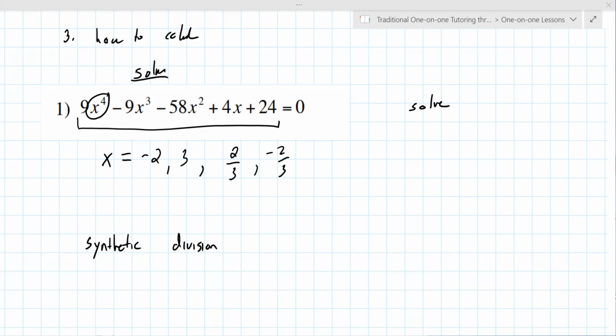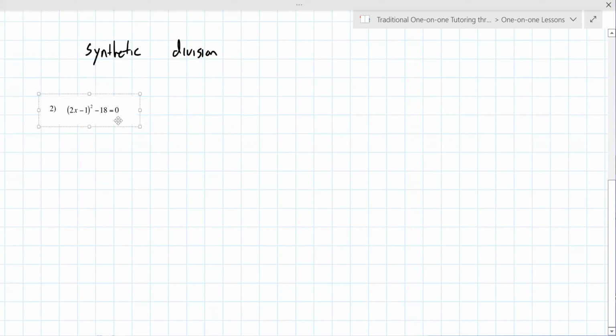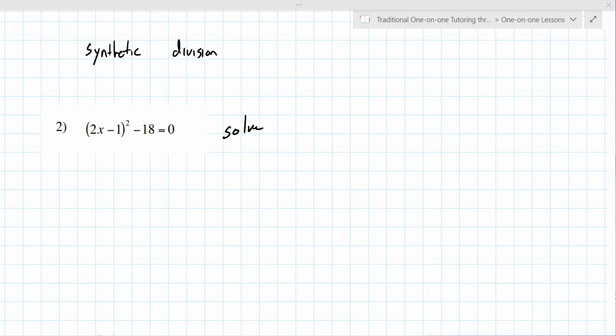Okay, so let's go to a by hand problem. All right, so here is a by hand problem. It would say to solve this. Okay. Any idea how to start something like this? Would you have the square? You want to isolate the square. So what we really want is 2x minus 1 squared on one side of the equation and everything else on the other. So I would add 18 to both sides.